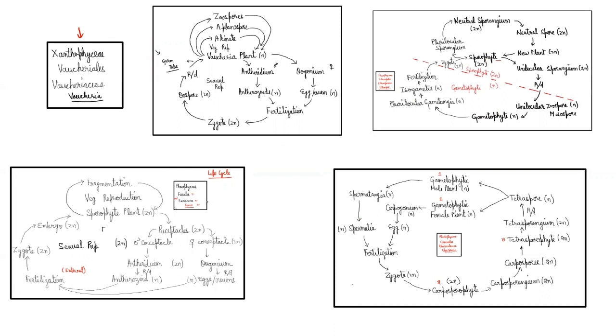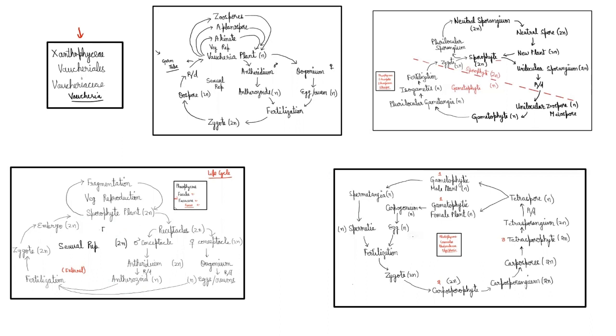Now let us talk about Fucus. In Fucus, the main point for you to remember is the formation of receptacle. In the receptacle, there are male conceptacles and female conceptacles. Male conceptacle will have antheridium. Female conceptacle will have oogonium. Antheridium will form anthrozoids. Oogonium will form eggs. Then the same life cycle goes on. So this was important regarding Fucus.